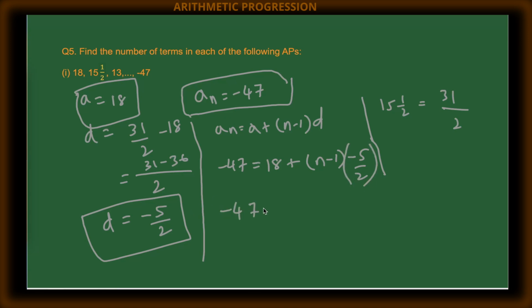Minus 47 is equal to 18, and minus into plus becomes minus. I've just brought the minus here: minus N minus 1 over 5 by 2. Minus 47. Let's bring this 18 here. Minus 47 minus 18 is equal to minus N minus 1 times 5 by 2.